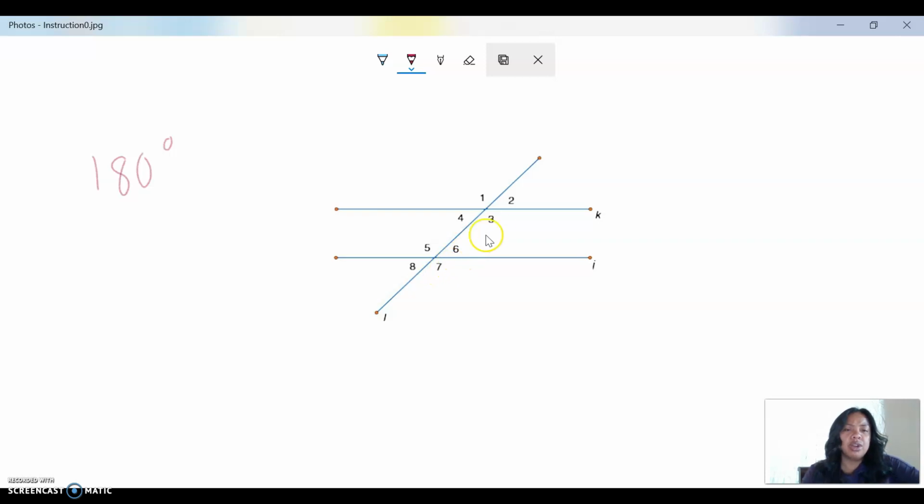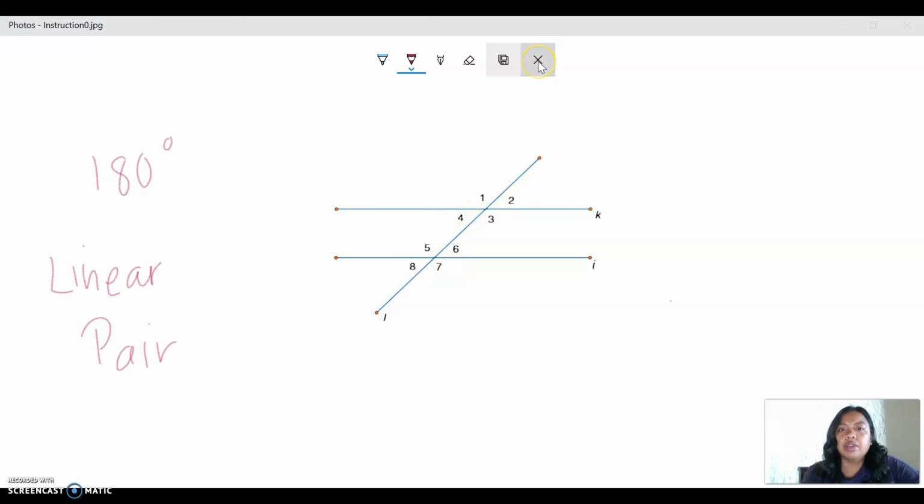And in this chapter they call these types of angles a linear pair. A linear pair is two angles that make up 180 degrees. So even a linear pair can be 1 and 8. They're going to be making up 180 degrees. 2 and 7 as well. So not just the ones that are obvious.